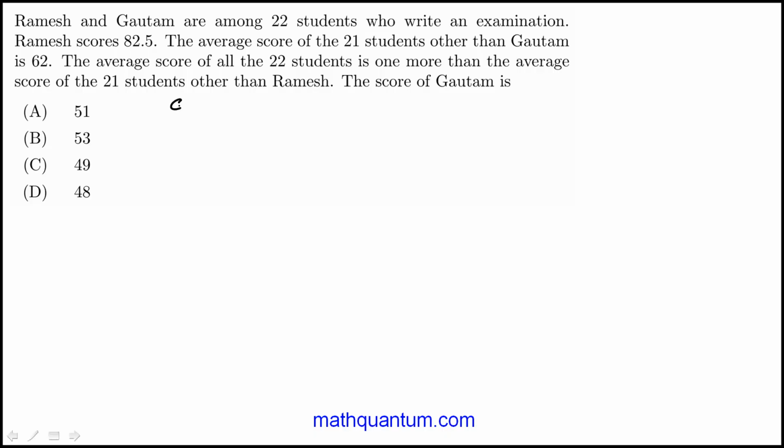So here I'll assign G to be the score that Gautam has. Ramesh we already know, scores 82.5. And I'll start with this sentence here. The average score of the 21 students other than Gautam. So I'll label them X1, X2 to X20, the other 20 students other than Ramesh and Gautam.